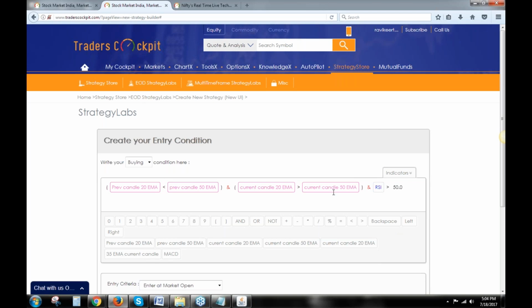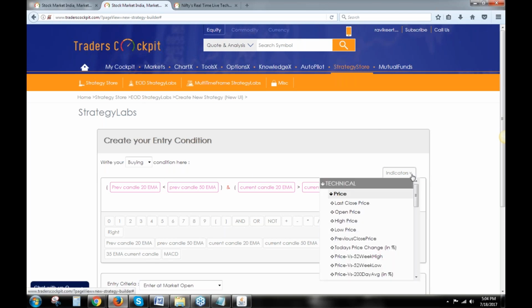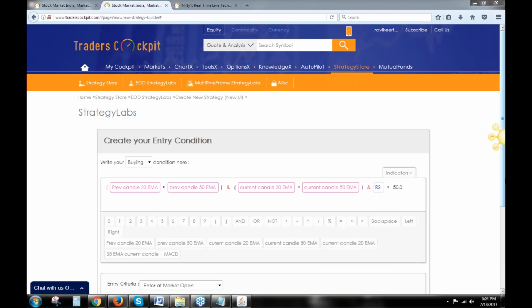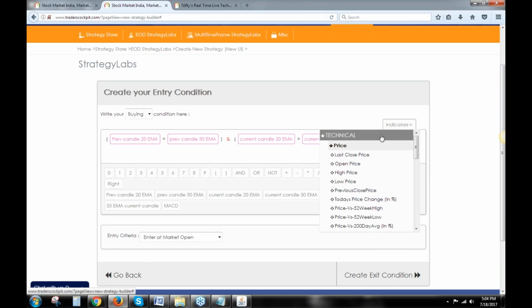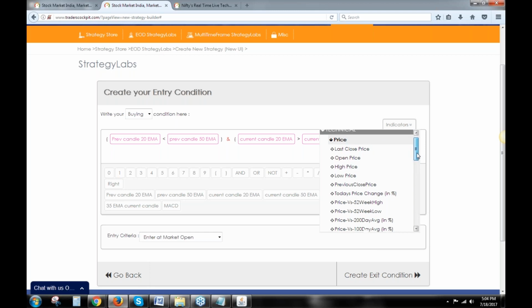Now here I define the conditions on the basis of technical indicators. In the same way, if you bring the cursor here, you'll find the price values. You can define conditions based on price movement, like the last closing price, or compare the high of the current candle with the high of the last 20 candles. Some combination wherein a price high breakout or price low breakout is required can be done easily.